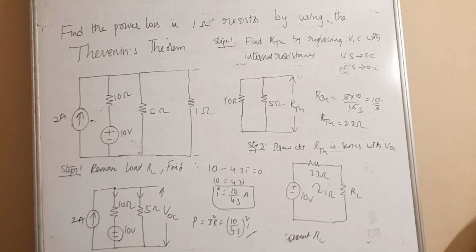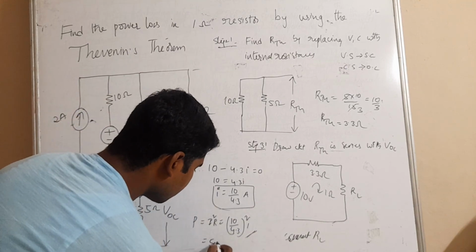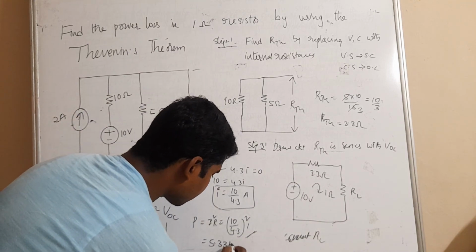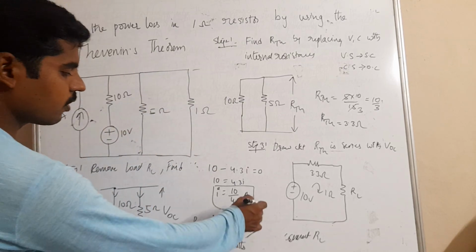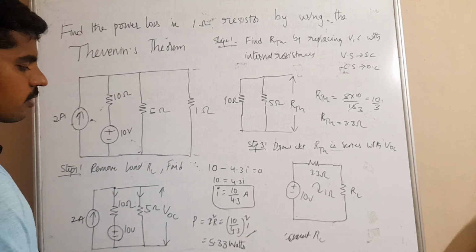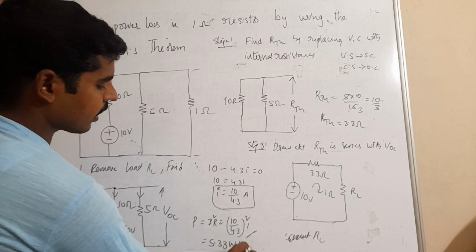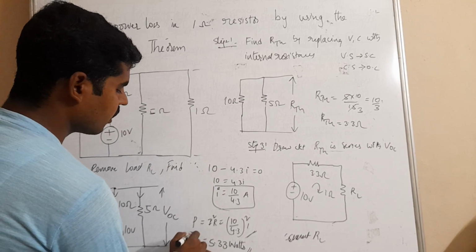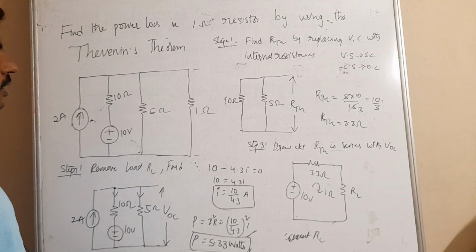So it is around 5.33 watts. Okay, if you are solving this one, around we are getting 2.3. Or else we can directly calculate and we will get around this value. So this is the power loss in the 1 ohm resistance by using Thevenin's theorem. So these are the steps.